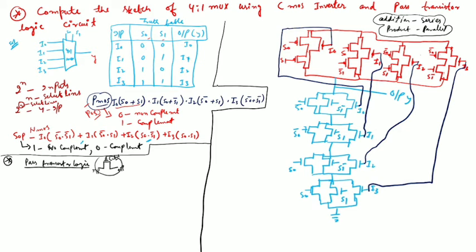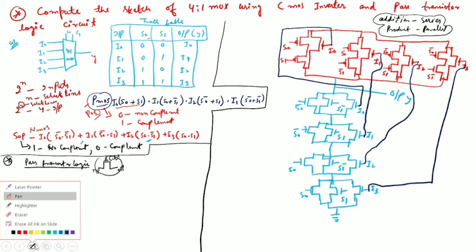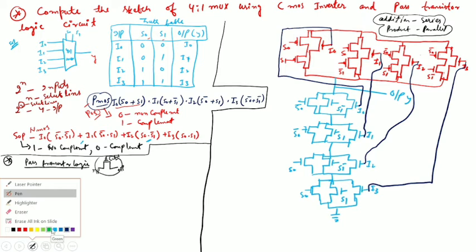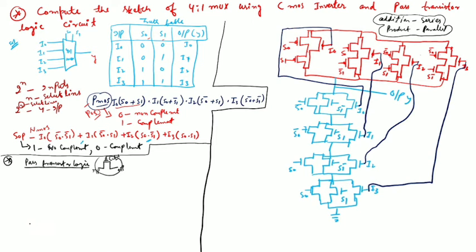Now the select lines remain. So first we change the color of this and this color, and we will connect. Firstly we will connect this S0 of this first S0.